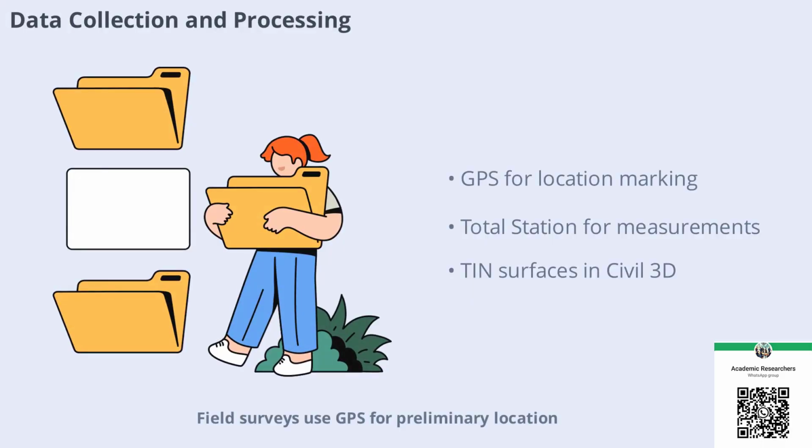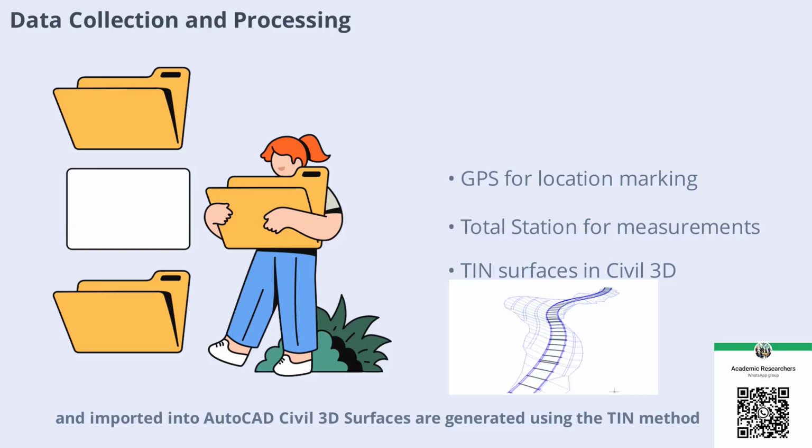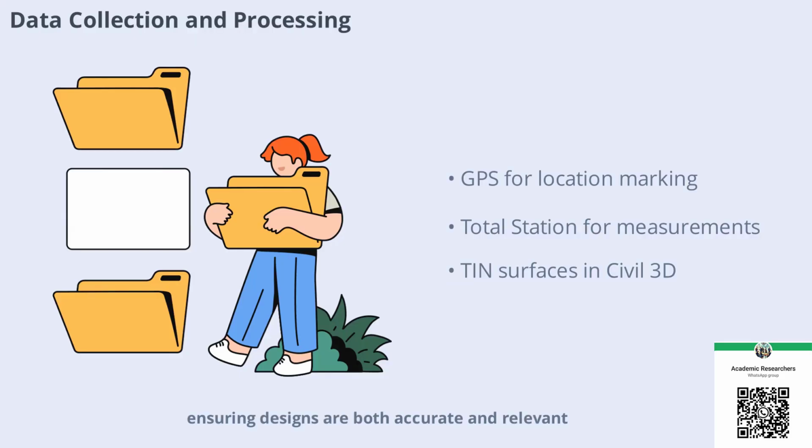Field surveys use GPS for preliminary location marking and total station instruments for detailed measurements. Data is transferred to computers, processed through MapSource and Leica FlexOffice, and imported into AutoCAD Civil 3D. Surfaces are generated using the TIN method, and contour lines are created at specified intervals. Satellite imagery from Google Earth adds visual context, ensuring designs are both accurate and relevant.